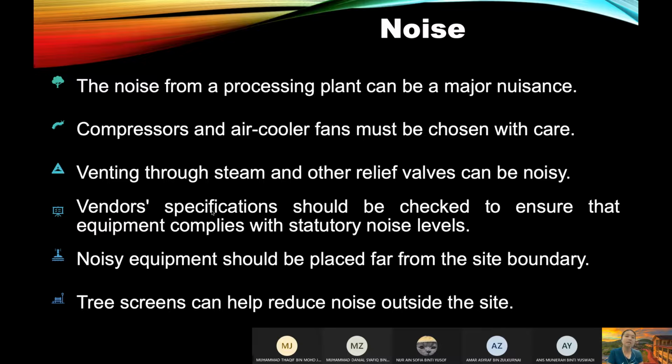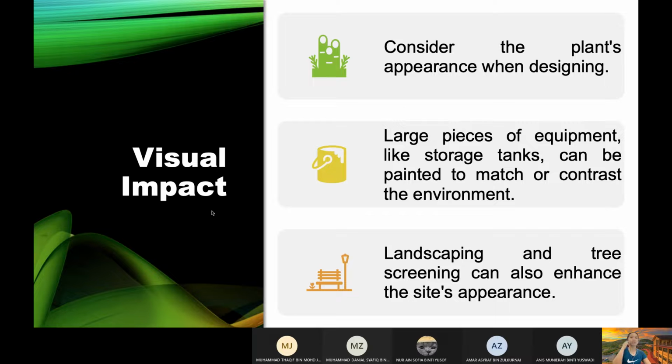Okay, and certain companies, certain plants, they will have screens. So they can have screens to reduce the noise outside the site. So that's also one way to reduce it. Next, visual impact. So how do you want your plant to look a little bit nicer, or to have the impact that visually it looks good?